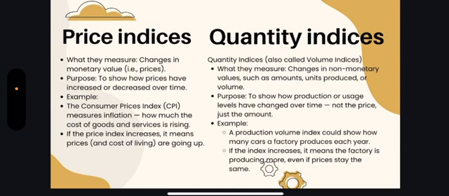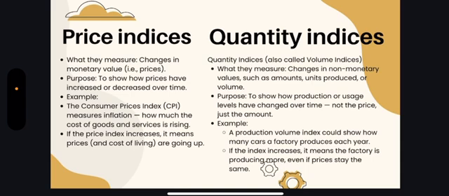So now let's take a look at quantity indices. Quantity indices are also called volume indices. What do they measure? Changes in non-monetary value, such as amount, units produced, or volume. Compared with the price indices, it is quite simple. The comparison we can see is that price indices measure the monetary value, while quantity indices measure the non-monetary value. So the purpose of quantity indices is to show how production or usage levels have changed over time, not the price, just the amount.